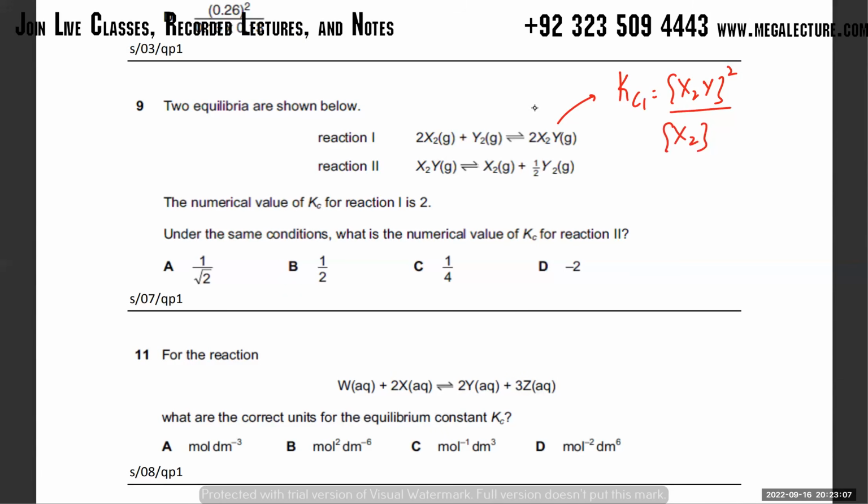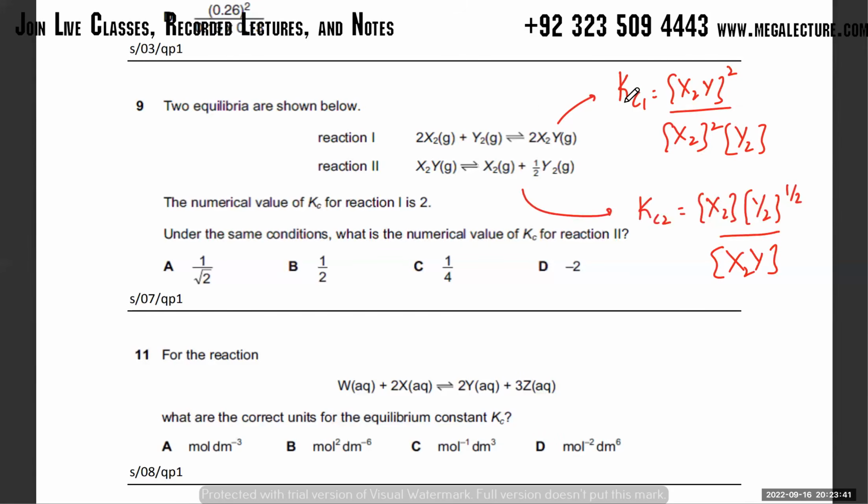Let's call it Kc1, into the concentration of y2. So your product and your reactants are different. So the Kc expression for the first one is going to look different, and it's going to have a different value. The second one, because of the way it's written, the Kc expression will be different. It's going to be x2 concentration and y2 concentration power half. That means under root. And the whole thing gets divided by x2y concentration, right?